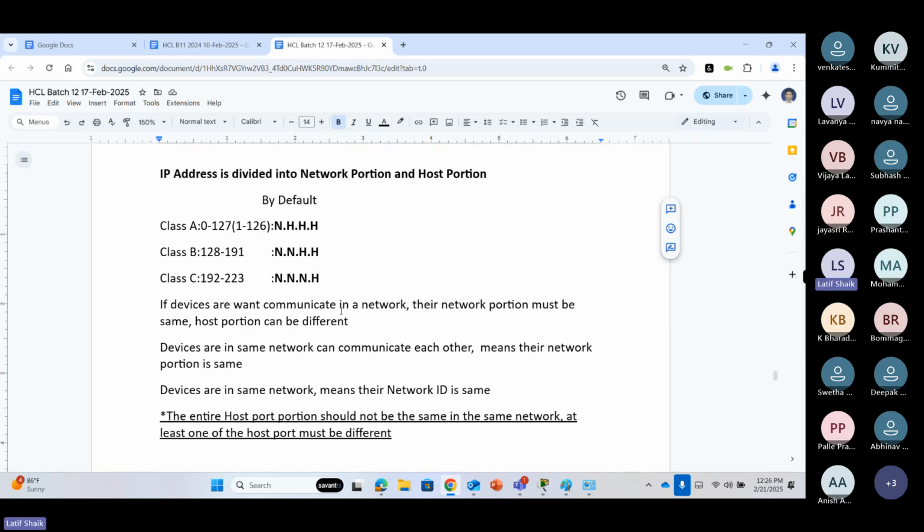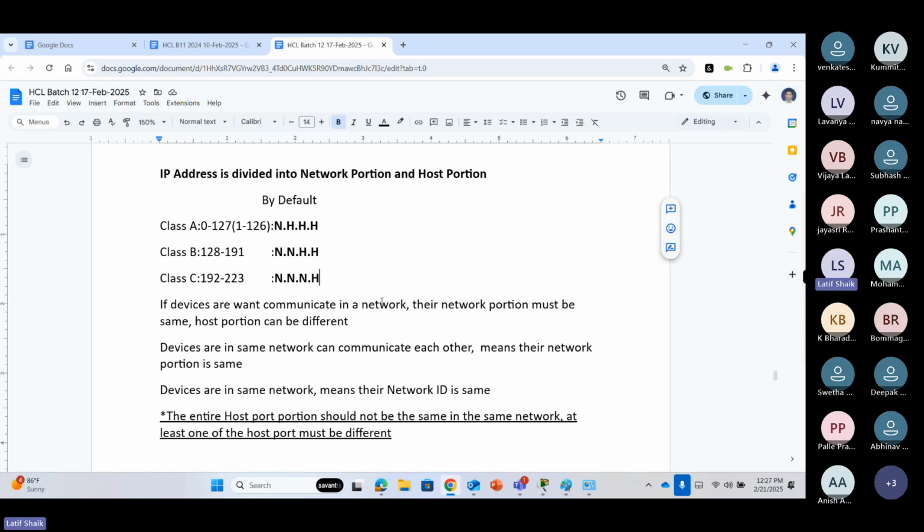See, here it is. These are some statements I have written here. If devices want to communicate in a network, their network portion must be same, host portion can be different. Devices in the same network can communicate with each other, which means their network portion is same. Next, devices are in the same network means their network ID is same. So network ID or network portion must be same.